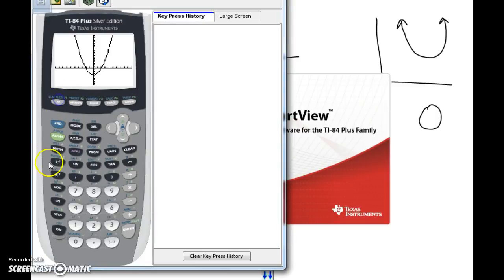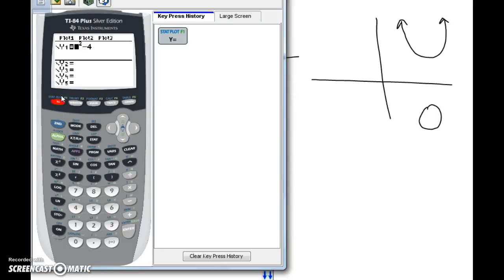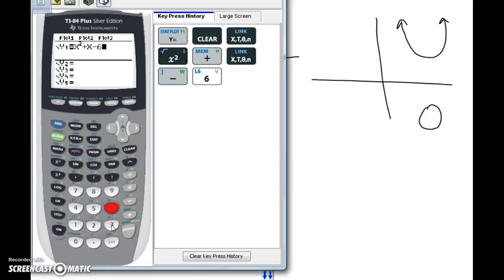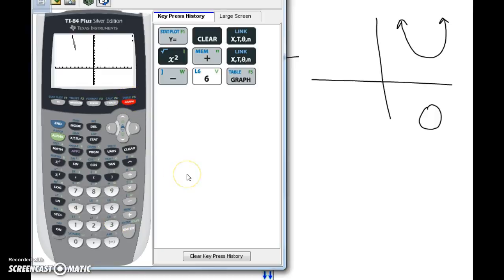So you're going to go to the y equals screen. Clear this out. We're going to type in x squared plus x minus 6. If your graph doesn't come up, hit zoom 6. The first one. So how many times does this one hit the x-axis? 2 times. So I'm going to write a little 2 there. It has 2 x-intercepts.